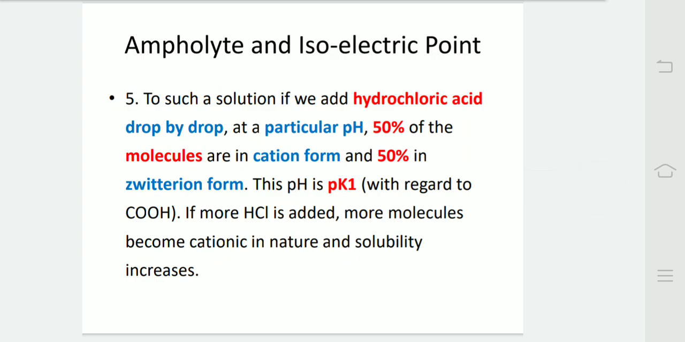To such a solution, if we add hydrochloric acid drop by drop, at a particular pH, 50% of the molecules are in cation form and 50% in zwitterion form. This pH is known as pK1 with regard to COOH. If more HCl is added, more molecules become cationic in nature and solubility increases.